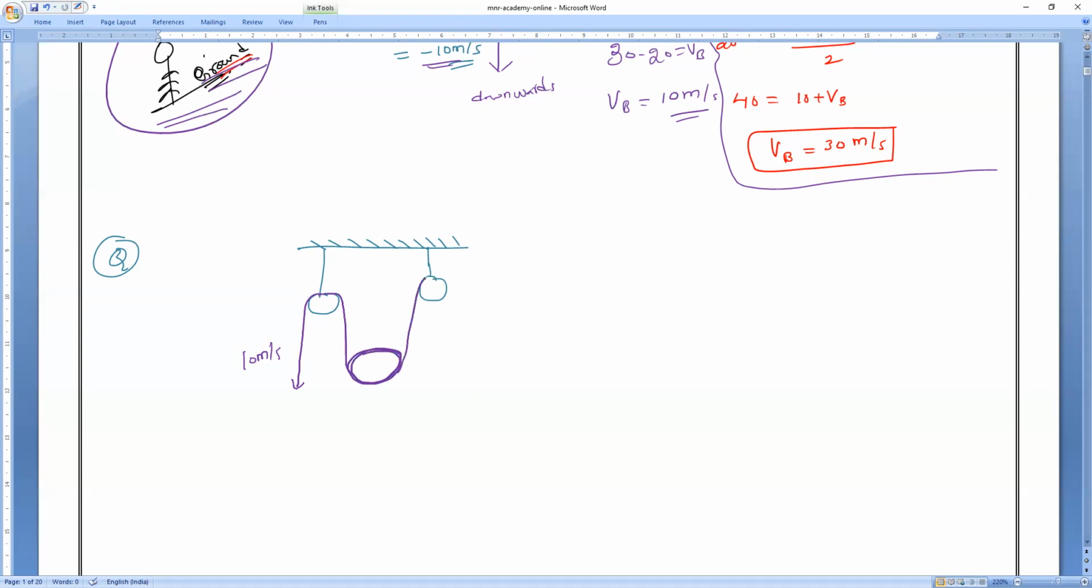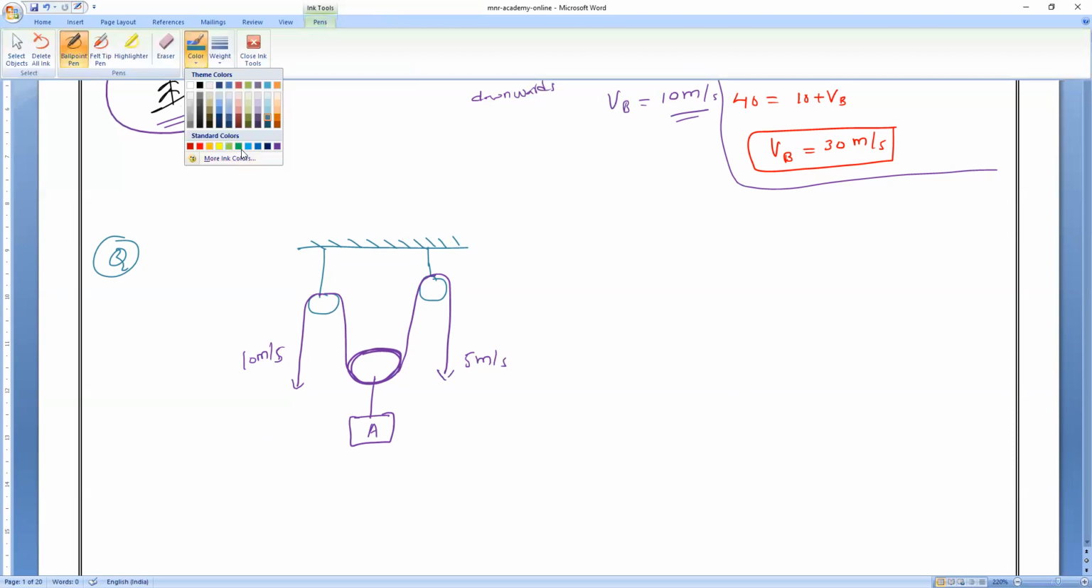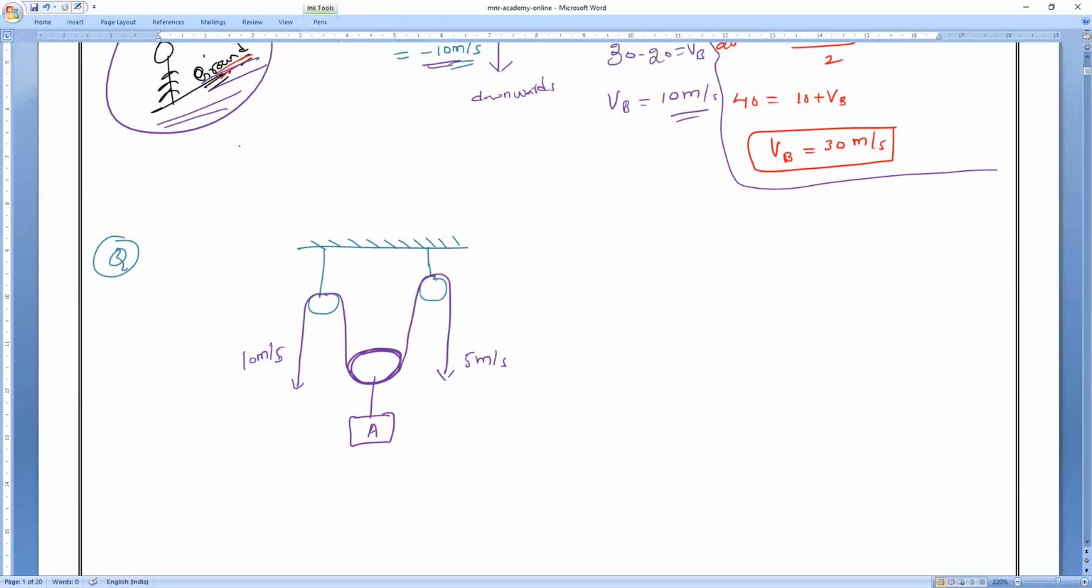The body is going like this, and here another thread is moving with 5 meter per second. How much is it, everybody? 5 meter per second, and on this side the thread is moving with 10 meter per second. There is a load attached to the pulley, load equal to A. Now apply your concepts very carefully and tell me which two pulleys are stationary, fixed, and which pulley is moving.